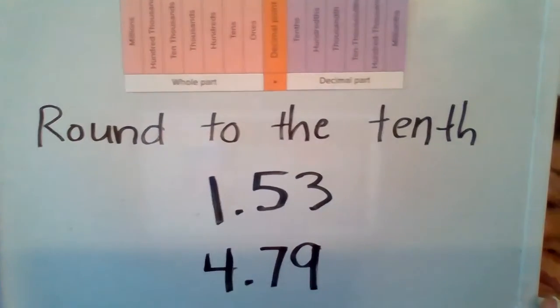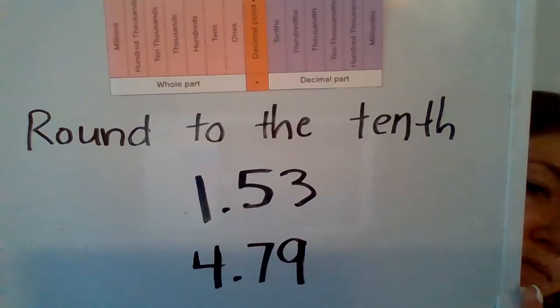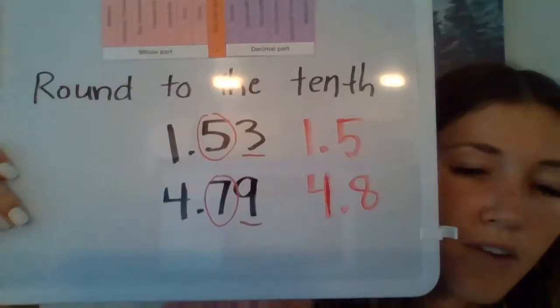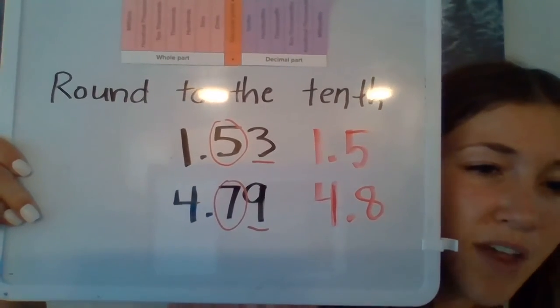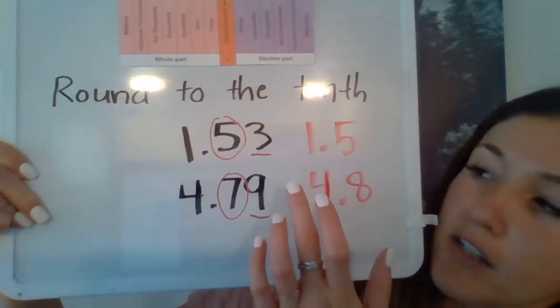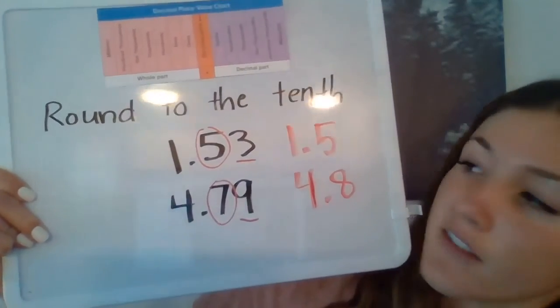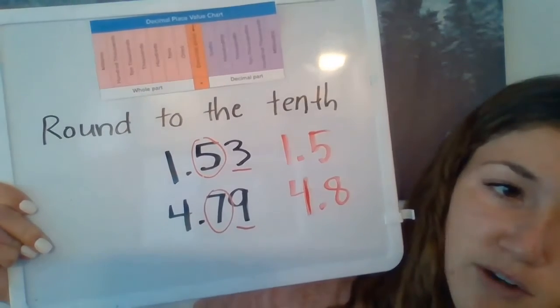Here are some problems I want you to try on your own. So once I put this up, you can pause the video and work on this by yourself. We're rounding to the nearest tenth, and I have 2 problems for you. So here are our answers. I found the tenths and I circled it. And then I underlined the number next to it because it would tell me if I should raise the number or let it stay the same. 3 won't raise the 5, so it will be 1.5 when it's rounded.